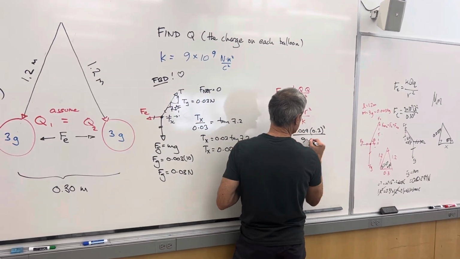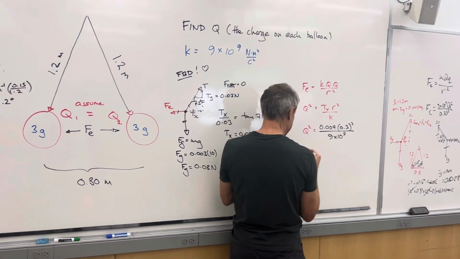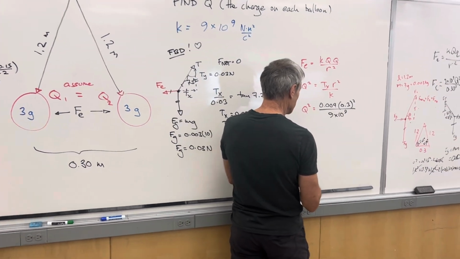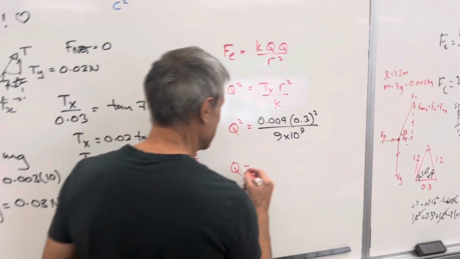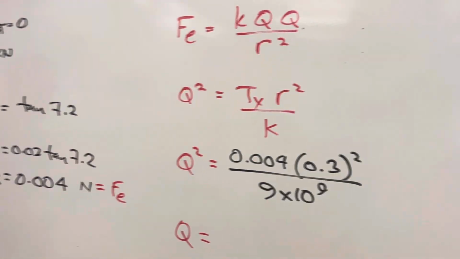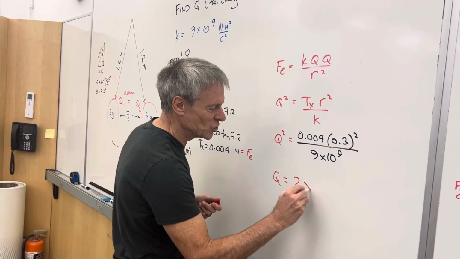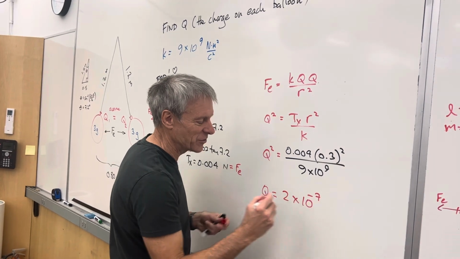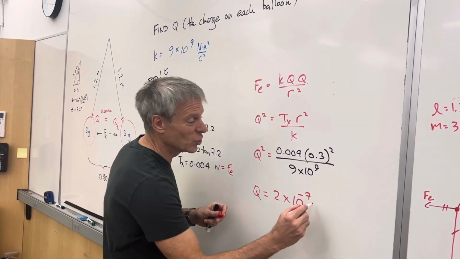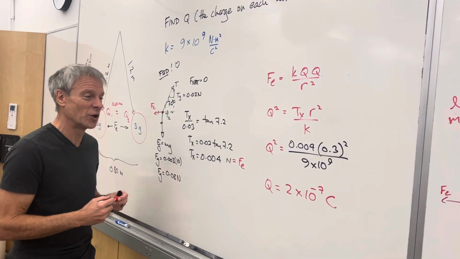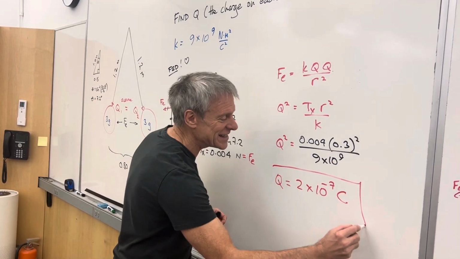And then k is 9 times 10 to the 9. So what are we going to get here? Q is, did anyone actually work that out? 1.9 times 10 to the negative 7, so about 2 times 10 to the negative 7. The units are coulombs, named after Charles Augustin de Coulomb. And look how tiny these are.